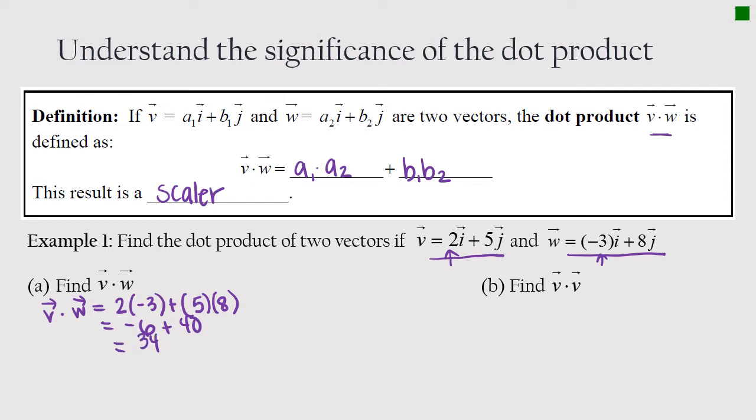If we had to find v dot v, that's going to be 2 times 2, so you take the horizontal component, plus 5 times 5, which gives you 4 plus 25, which is 29.